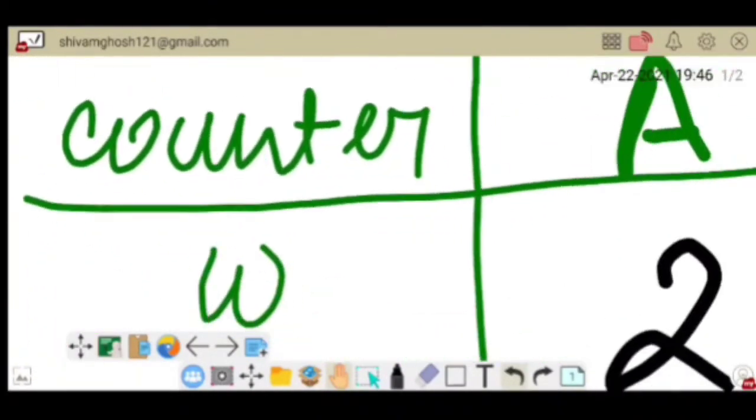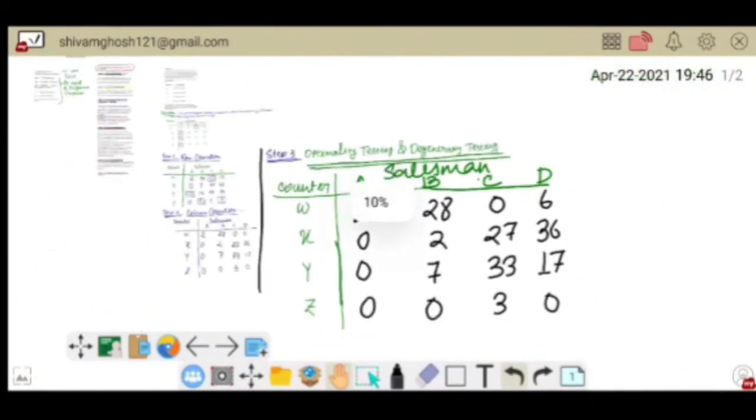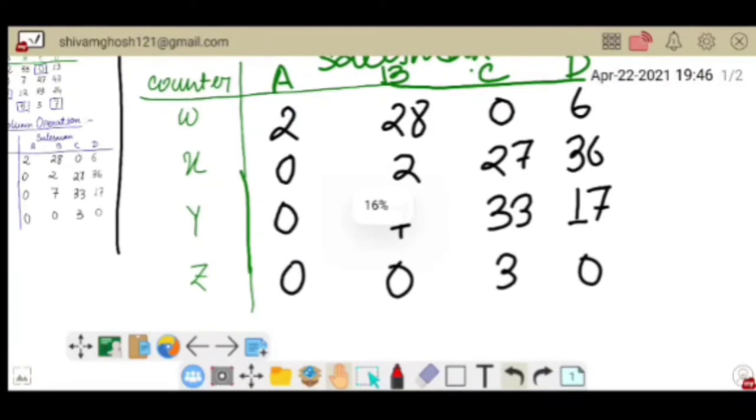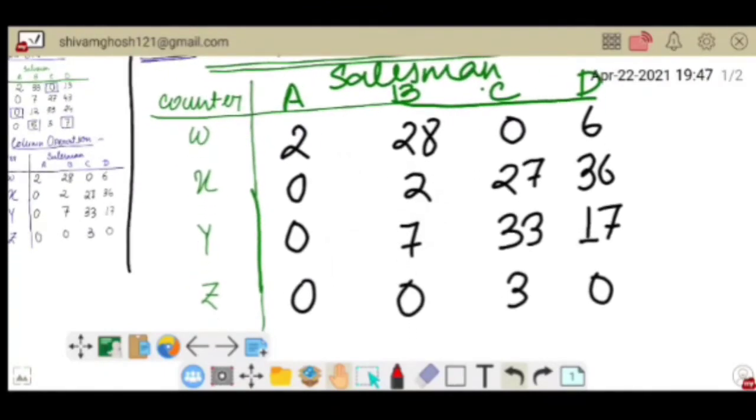Okay, so in step 3 we have to cover all the zeros at first. We have to cover all the zeros with the minimum number of drawn lines. So we can see in the first column there is 30, and in the last row there is also 30. So we have to draw a line to cover all these zeros.